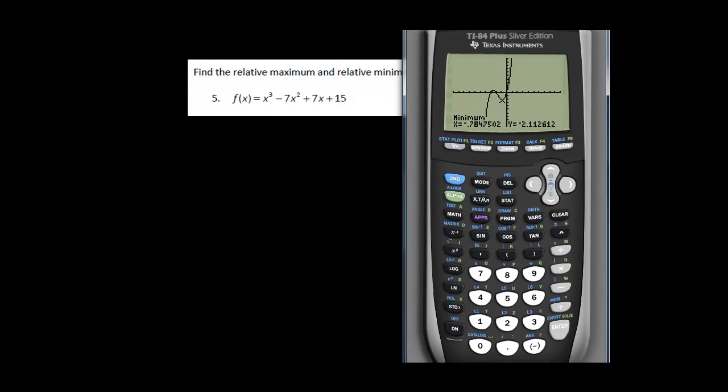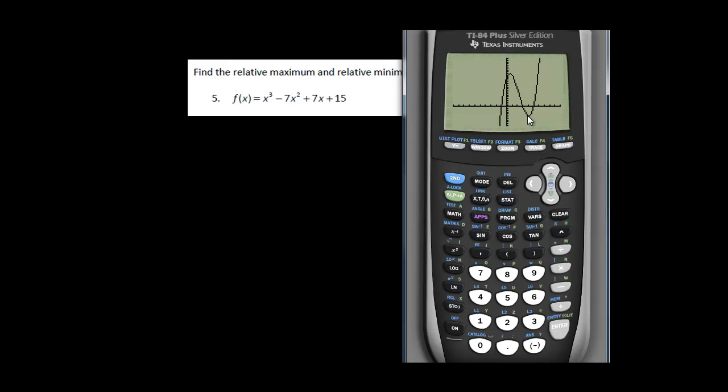All right, number 5, find the relative max and min. So we're going to graph this one. Let's clear that out. So we'll have x to the 3rd minus 7x squared plus 7x plus 15. Graph that. Alright, we see the local min here, but the local max is a little too high. So we're going to have to extend the y max value. So instead of 10, let's make it 25. And see if we can see it now.